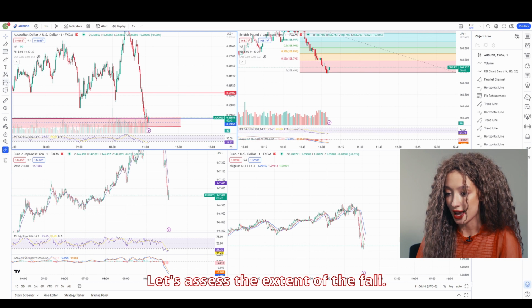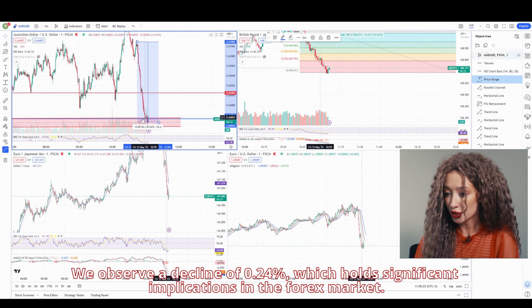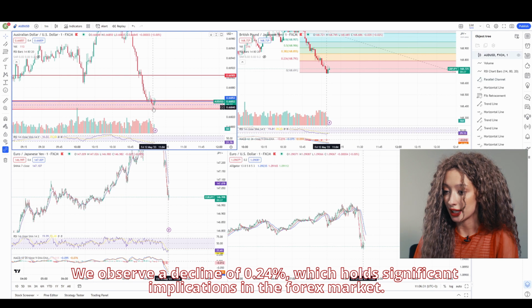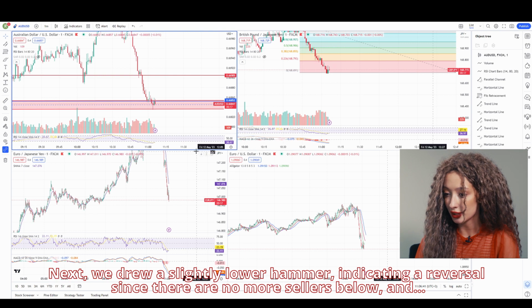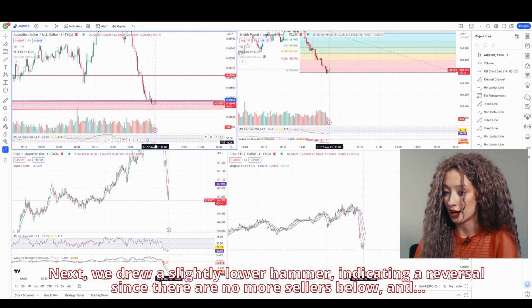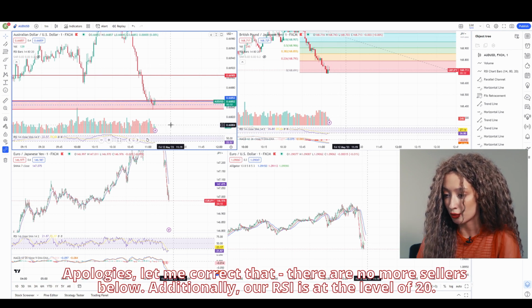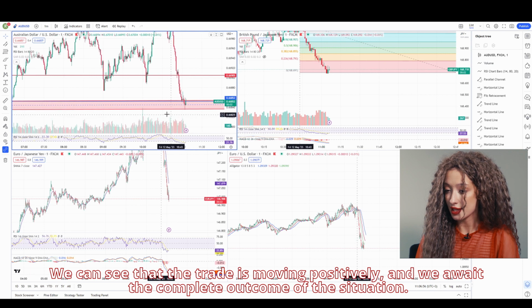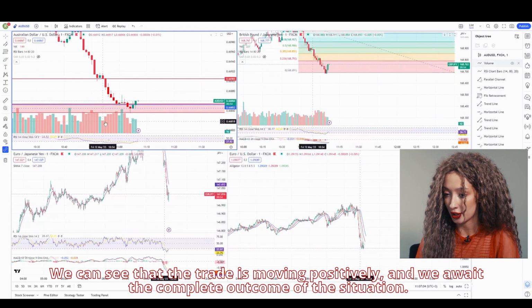Let's assess the extent of the fall. We observe a decline of 0.24%, which holds significant implications in the forex market. Next, we drew a slightly lower hammer indicating a reversal, since there are no more sellers below. Additionally, our RSI is at the level of 20. We can see that the trade is moving positively, and we await the complete outcome of the situation.